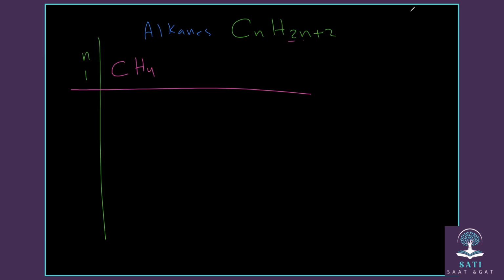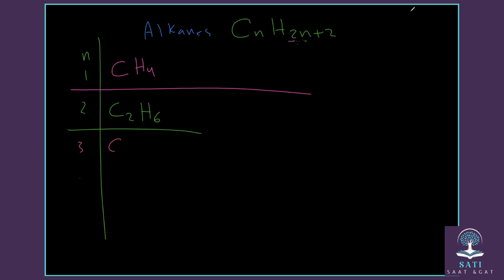4. Okay, what about when n is 2? When n is 2, that means C is going to be 2 here, and then you multiply by 2, which is n is 2. 2 times 2, 4. 4 plus 2 will be 6. Good. What about here if n is 3?